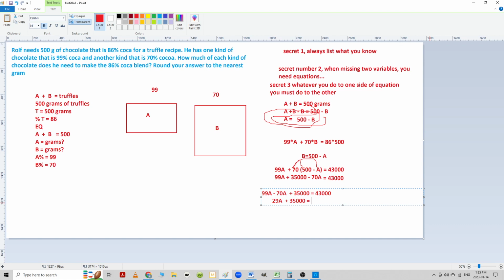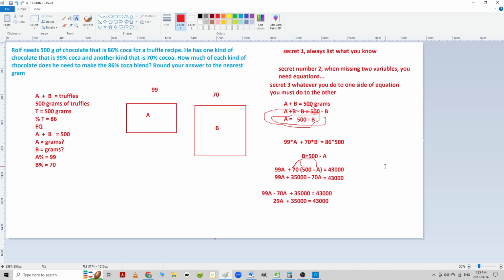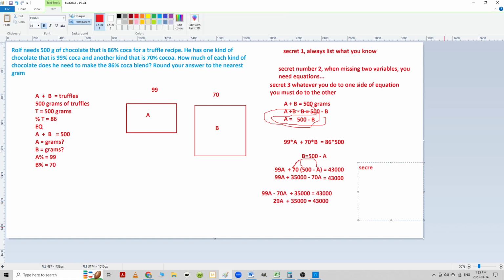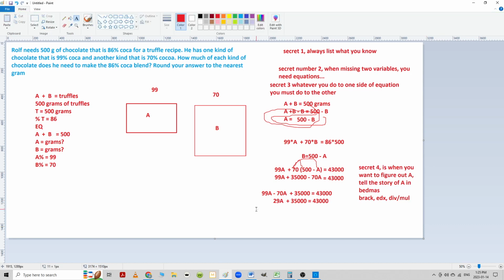Now here's the other secret. Here's secret number 4 of algebra. Secret 4 of algebra is when you want to figure out a, tell the story of a in BEDMAS order. So that's brackets, exponents, division, multiplication, addition, and subtraction. So what's the story of what's happening to a in BEDMAS order?